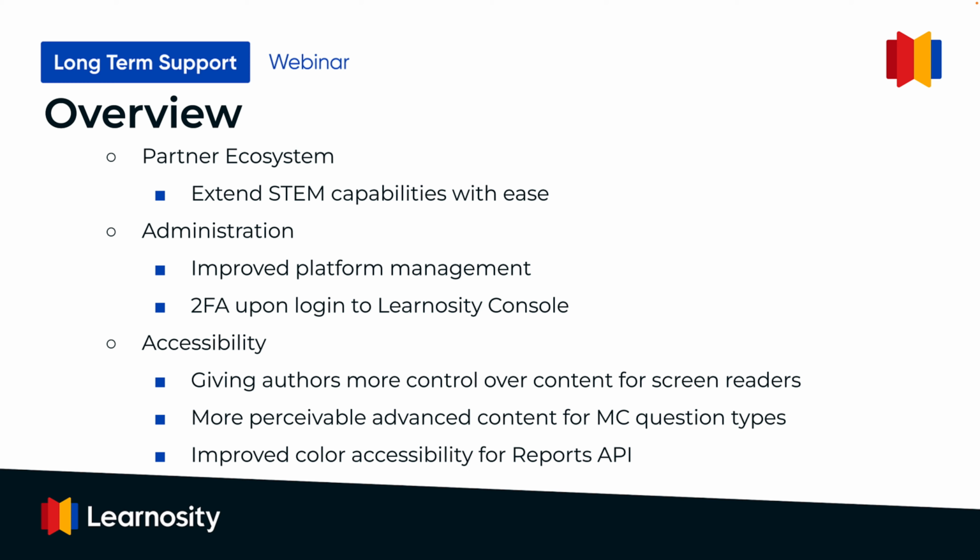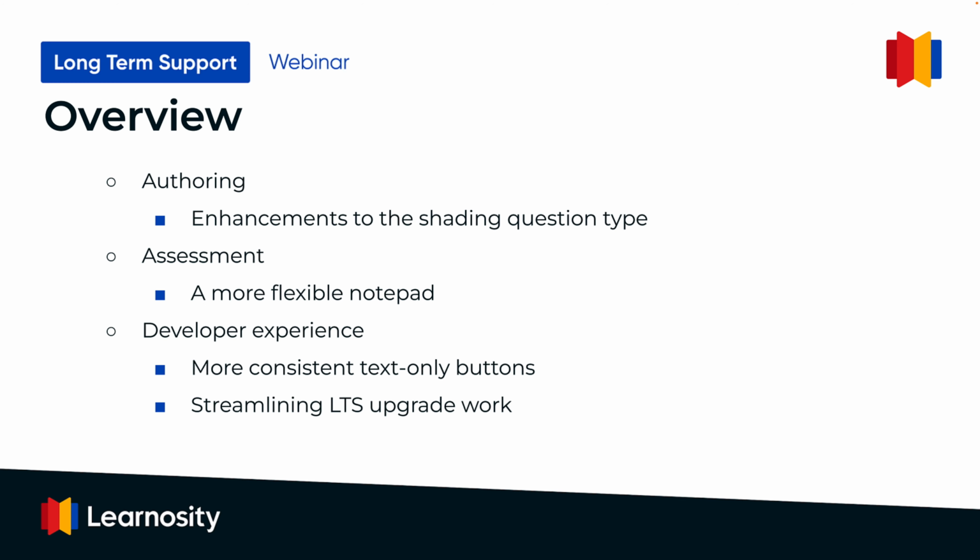In accessibility, we'll look at how we've given authors more control over the content that renders for screen readers. We've made multiple choice question types more perceivable for advanced content, and we've improved color accessibility within our reports API. In authoring, you'll see how we've extended the shading question type. This is particularly useful if you're doing spatial awareness questions. For assessment, we've now got a more flexible notepad. And in our developer experience, we'll talk about how we've added more consistent text-only buttons and streamlined the LTS upgrade work for your developers with some CSS tools.